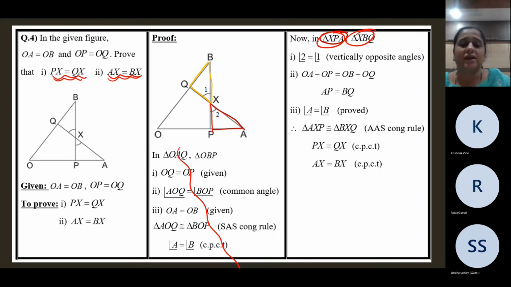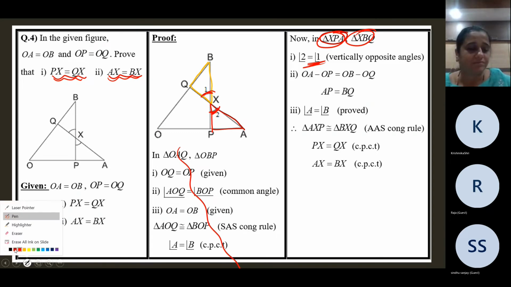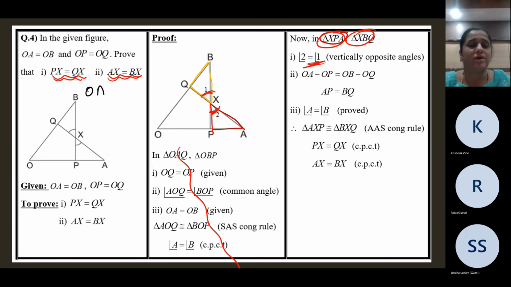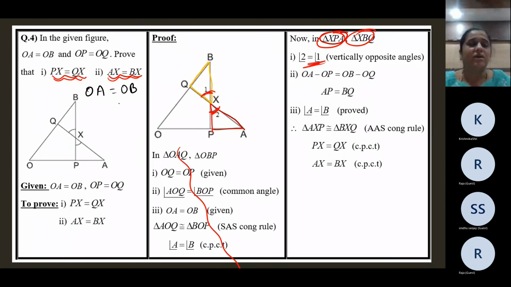What will we write? Angle 2 of the first triangle is equal to angle 1 of the second triangle because vertically opposite angles are equal. And then what else do we know? We know that, see here, it's given that OA is equal to OB, and then OP is equal to OQ.